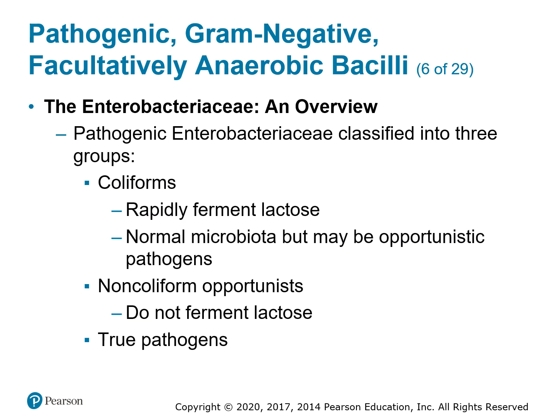So when we look at the pathogenic enterobacteria, we are classifying them into three different groups. The coliforms, which rapidly ferment lactose. So you use a broth that has lactose in it, and it will ferment that. And when it ferments that, it turns the broth from a red color into a yellow color. The normal microbiota, these are normal microbiota, but they may become opportunistic in the right circumstance, such as somebody having to take antibiotics for a long time.